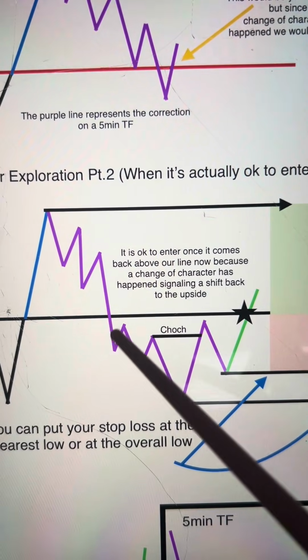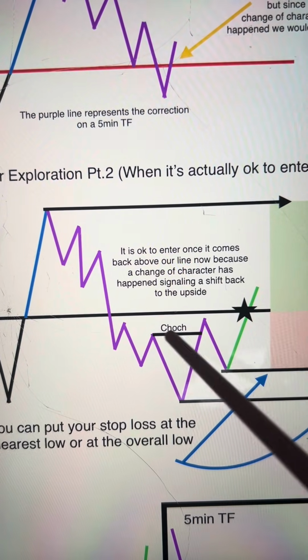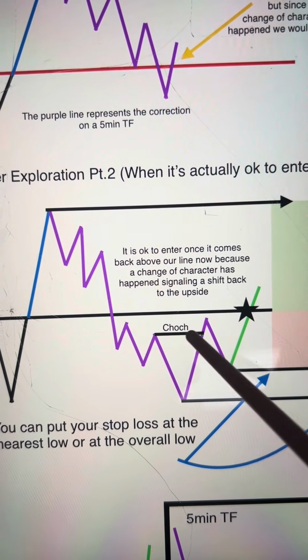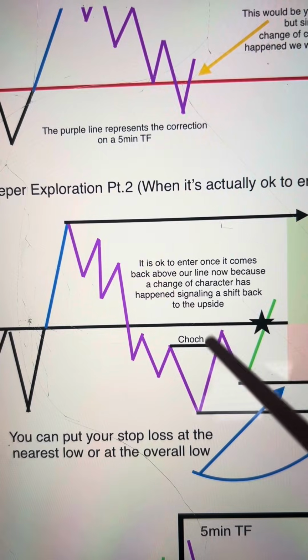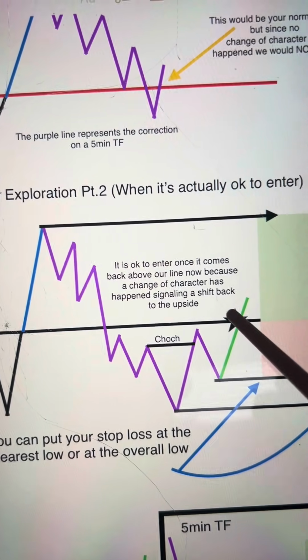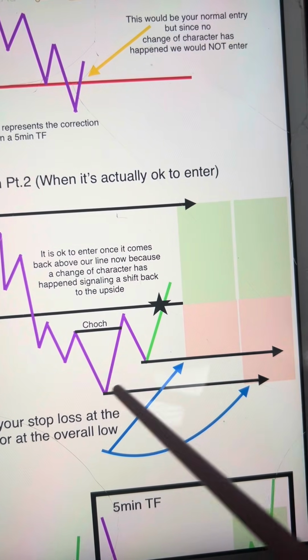As you can see right here though, we're correcting, then price takes us out, a change of character, market structure shift, whatever you want to call it. It happened before we came back above this line. So now whenever we do get above this line, we're okay to enter, and you can put your stop loss at this low or the overall higher low.